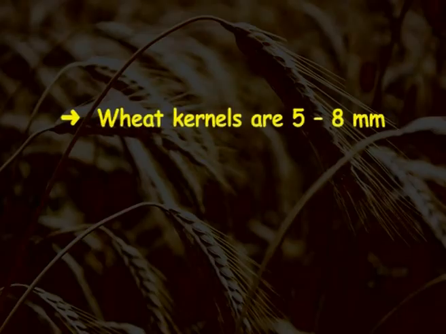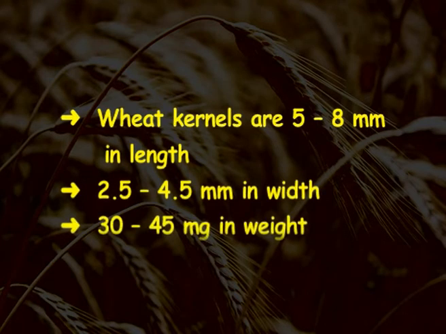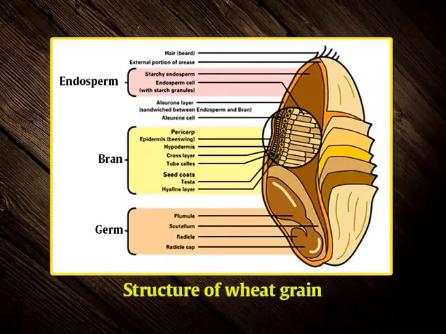Wheat kernels are 5 to 8 mm in length, 2.5 to 4.5 mm in width, and 30 to 45 mg in weight. The wheat kernel can be divided into 3 distinct morphological parts: the endosperm, which makes up most of the grain, the bran layer, which surrounds the grain, and the germ, which includes the embryo and the scutellum.